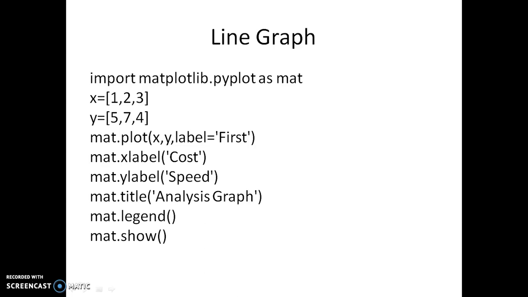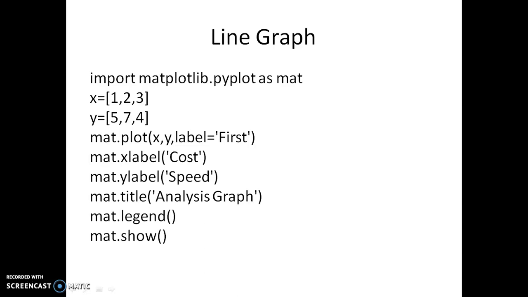Then you want to give some name to your x-axis. So you want to create a line graph between cost and speed. Then you will give the name cost to your x-axis with xlabel, and you want to give the name speed to your y-axis with ylabel. Then you want to give the name of your graph as analysis graph. Instead of cost, you can write anything, instead of speed, you can write anything, and you can write anything as the title name.